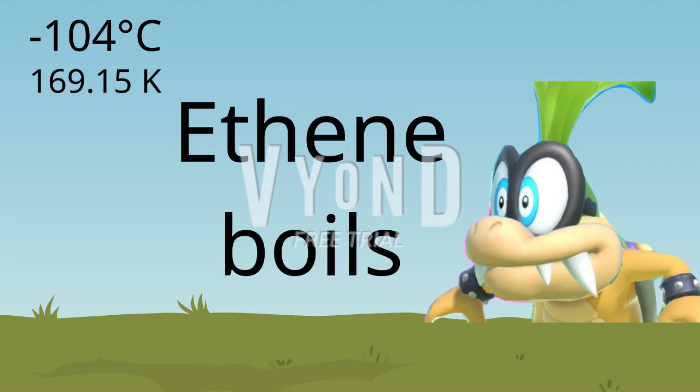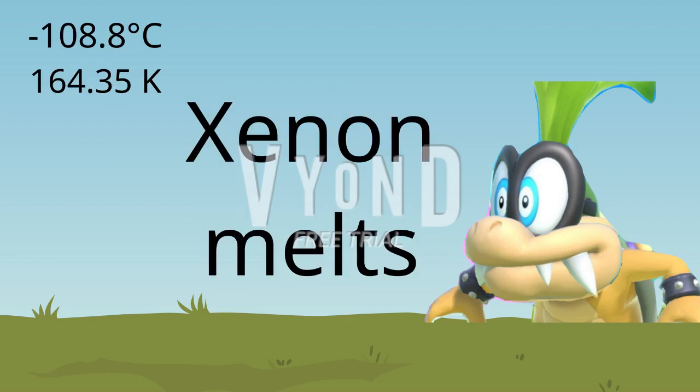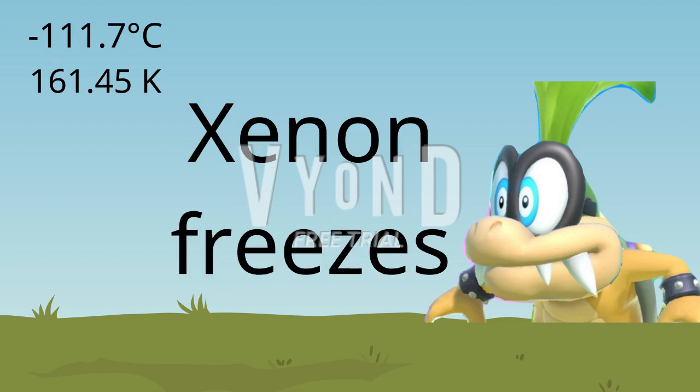By this point, temperatures below -100 degrees Celsius are very harmful to humans, but we can still go much colder. Ethene boils at -104 degrees Celsius, or 169.15 Kelvin. The glass point of supercooled water is -108.15 degrees Celsius, or 165 Kelvin. Xenon, a heavy noble gas at atomic number 54 that produces a blue glow in a vacuum tube when excited by an electrical discharge, becomes a liquid at -108.8 degrees Celsius, or 164.35 Kelvin. Xenon freezes at -111.7 degrees Celsius, or 161.45 Kelvin.